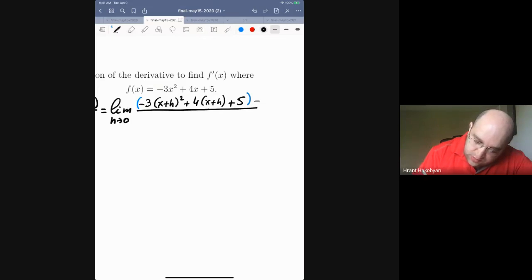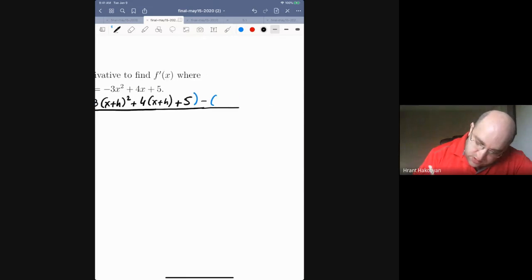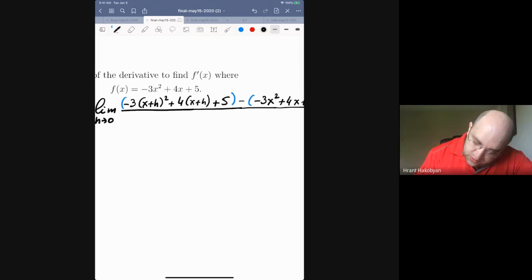Then I'm going to subtract f of x. So f of x is whatever's written here, the formula, which is negative 3x squared plus 4x plus 5, divided by h.